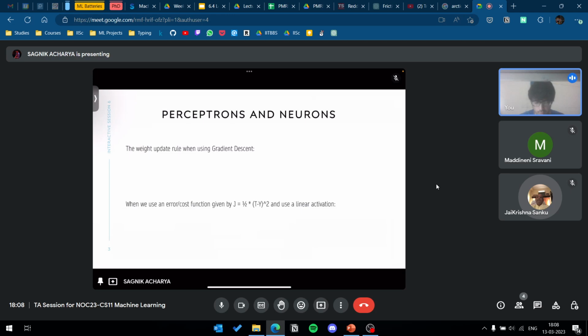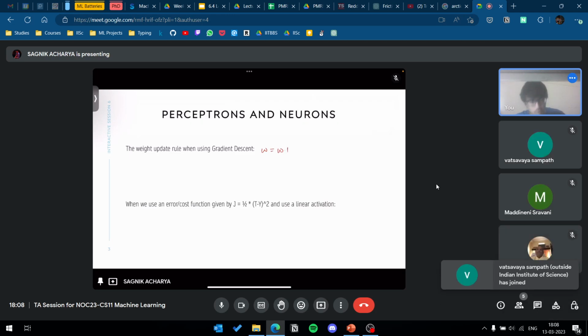I'll give the answer for now. The weight update rule that we use is: we have our weight, say W, and we'll update it as W equals W plus some learning rate times the partial derivative with respect to W. So this is the general update rule.